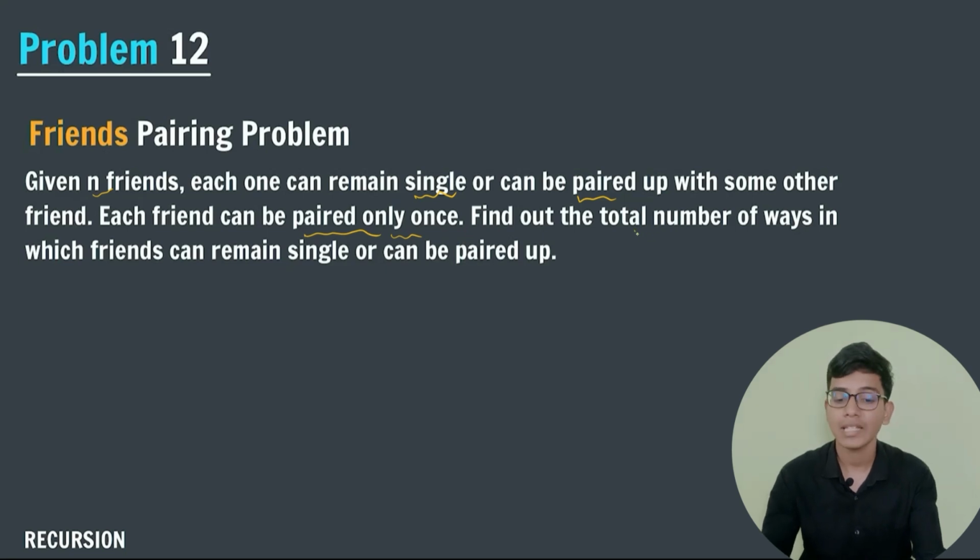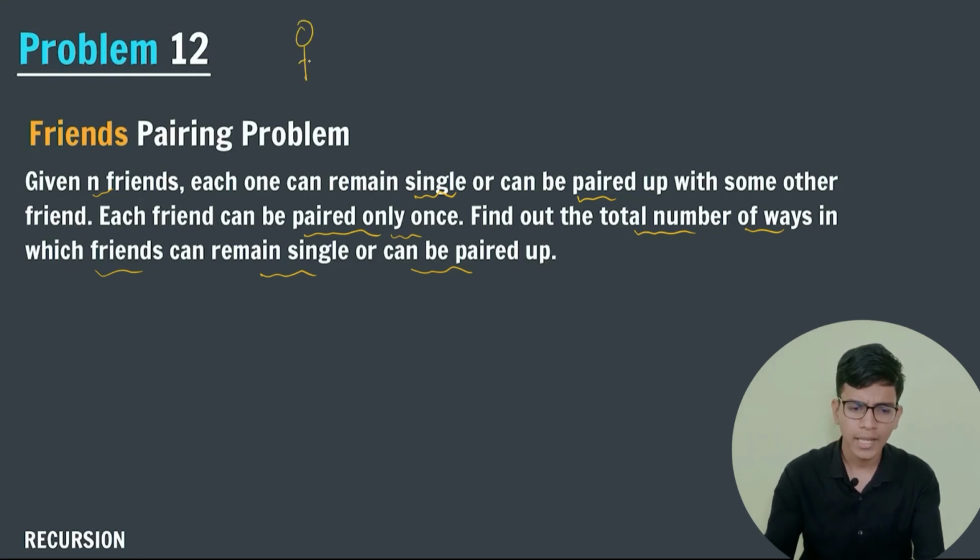In this question we need to find the total number of ways in which n number of friends can remain single or can be paired, right? To understand this question, let us take an example: at a party there is a person who can remain single and just drink and eat, check his phone and all those things. He doesn't talk with anybody.